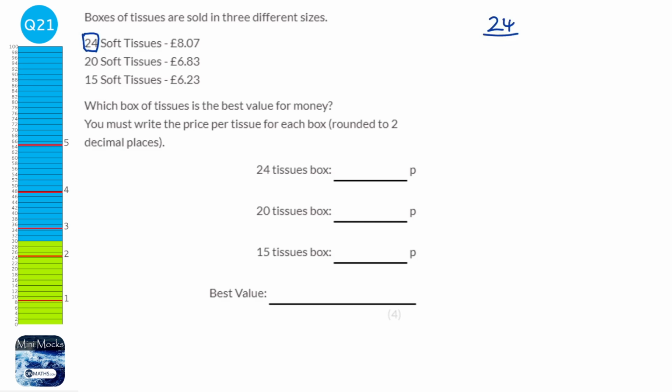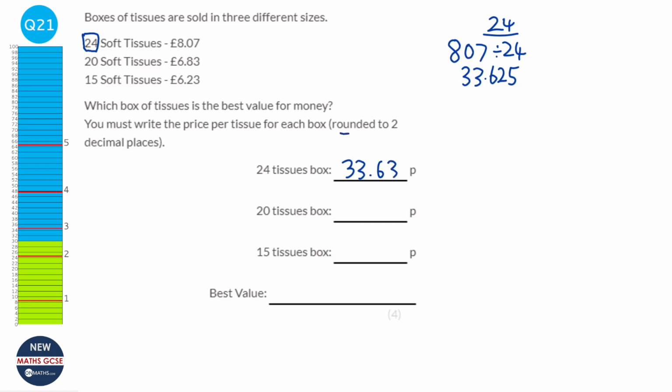And what I'm going to do is convert the money into pence, just so that we don't have as much decimal. And we're going to do 807 divided by the 24 to find out the price of one tissue. So that is 33.625. And so I'm just going to round that to 33.63. I'm just going to round everything to 2 decimal places, which it says in the question.